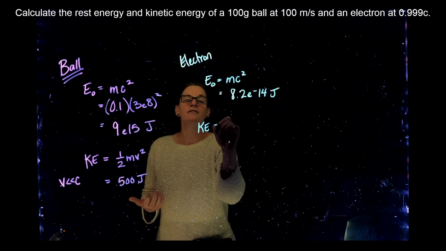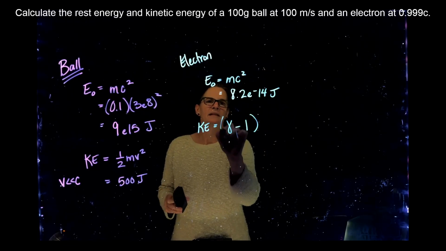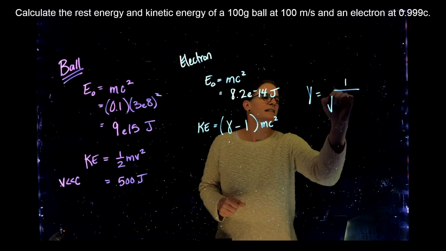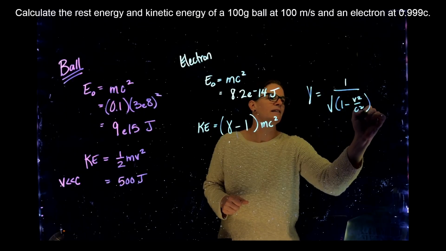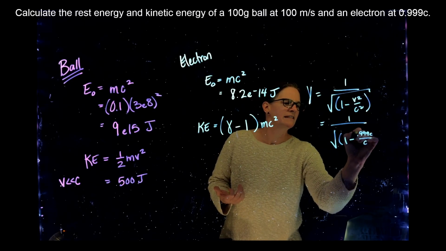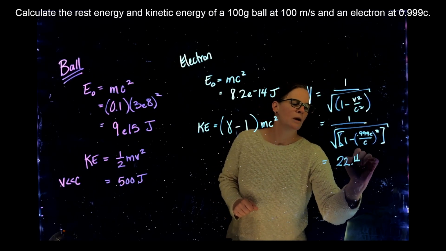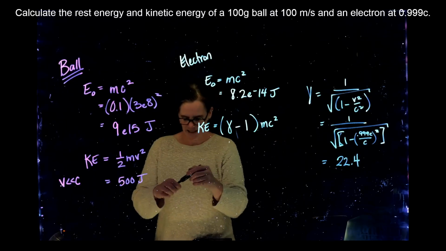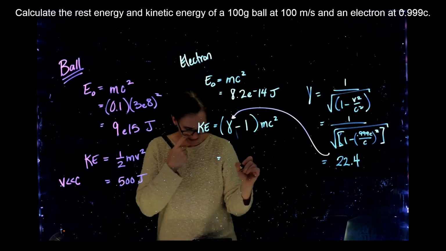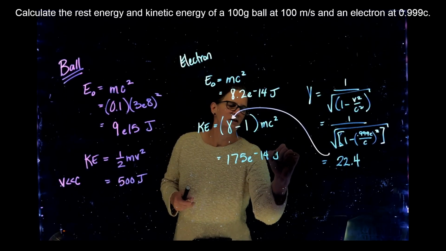Kinetic energy, we have to use the relativistic kinetic energy, which is gamma minus 1 times mc squared. Now, remember what this relationship was. Gamma is 1 over the square root of 1 minus v squared over c squared. So in our case, 1 minus 0.999 c over c, and that quantity squared. And we get a value of 22.4. So we're going to plug that in. And we find the kinetic energy of our electron is 175 times 10 to the minus 14 joules.